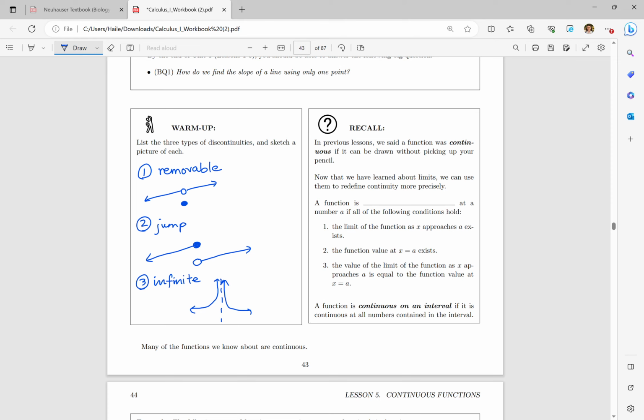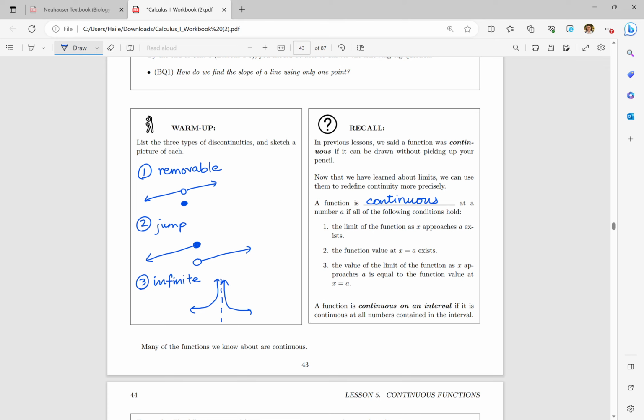Okay, so let's recall. In previous lessons, we said a function was continuous if it can be drawn without picking up your pencil. Now that we've learned about limits, we can use them to redefine continuity more precisely. A function is continuous at a number a if all of the following conditions hold. Number 1, the limit of the function as x approaches a exists. Number 2, the function value at x equals a exists. And 3, the value of the limit of the function as x approaches a is equal to the function value at x equals a.